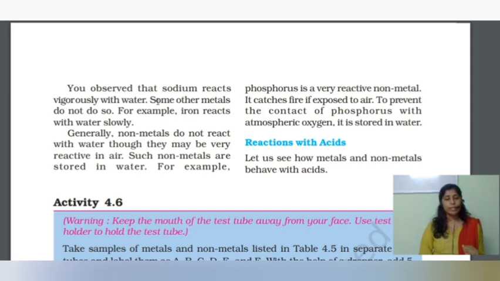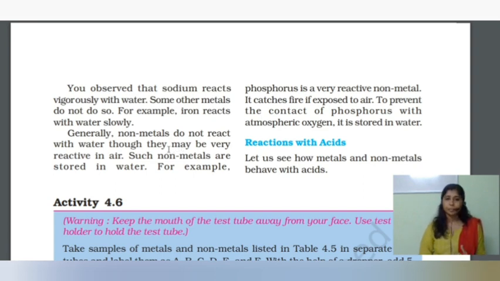For example, iron. Iron is a metal, but it reacts very slowly with air and water. So there is no generalization in the case of the reaction of metals with water. And the next one is the reaction of non-metals with water. Generally, non-metals do not react with water, though they may be very reactive in air.